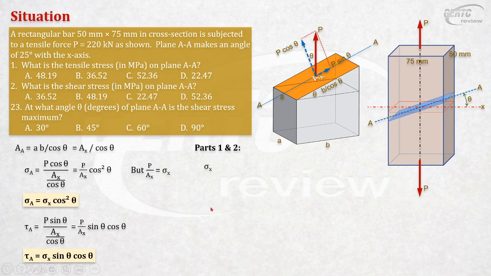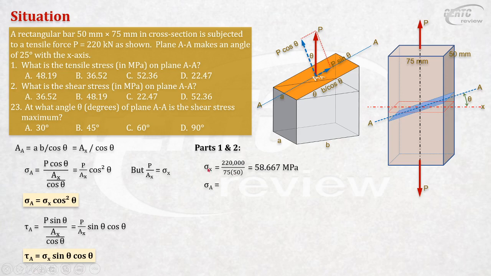So that will be P, let's make it Newton, 220,000 Newton divided by that area, 50 by 75. All right, so that is 58.667 megapascals. Okay, so we can now solve sigma A.